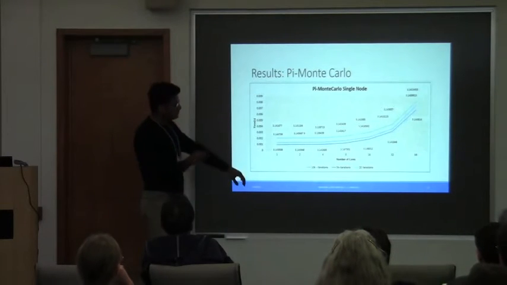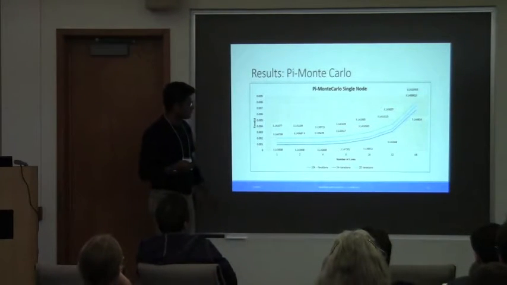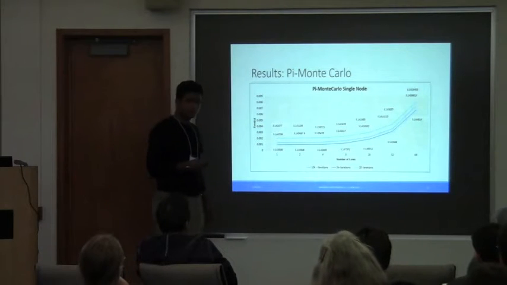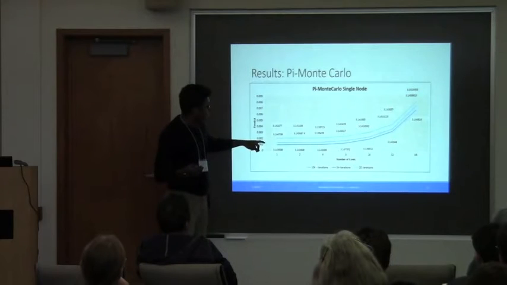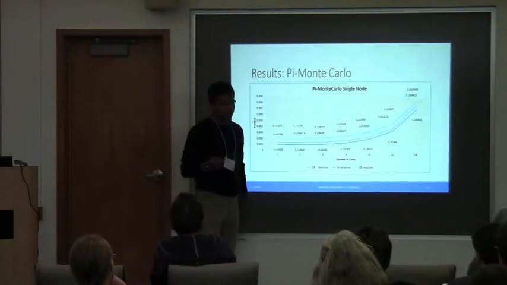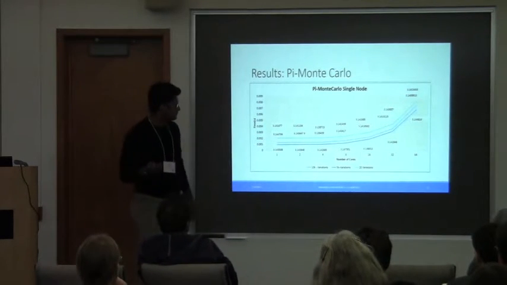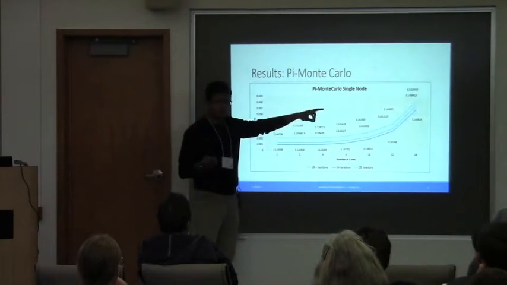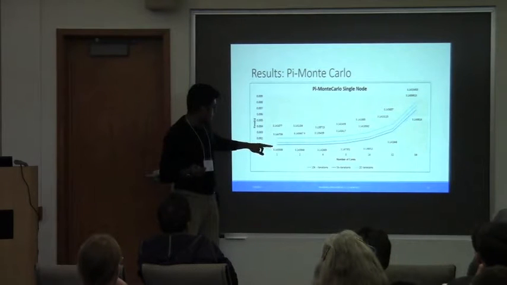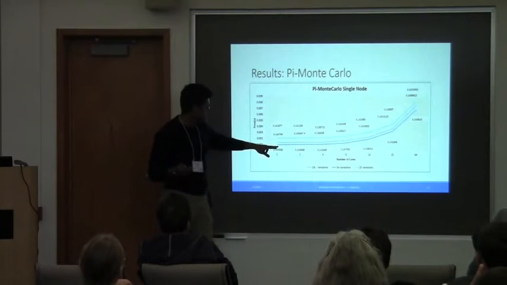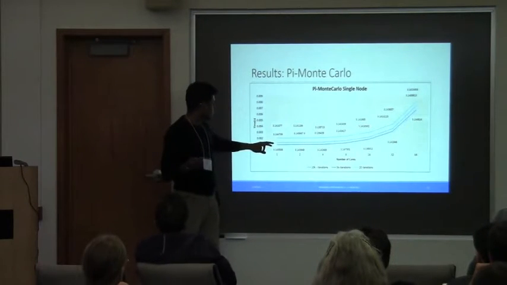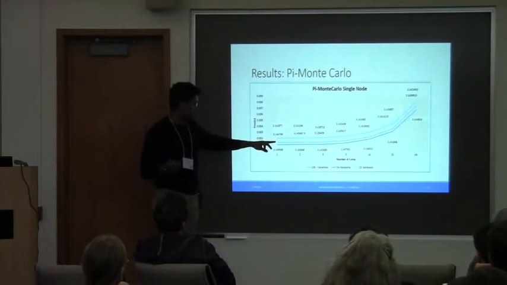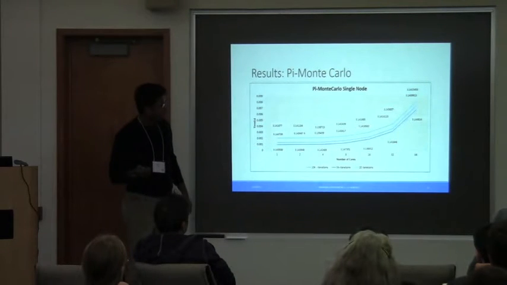This is just a time graph for the experiment with the pi Monte Carlo, where we observe that as the number of iterations increases, the value of pi becomes more stable. The lower one is with 5k iterations per thread or per core. This is for 10 iterations, and this is for 20 iterations.